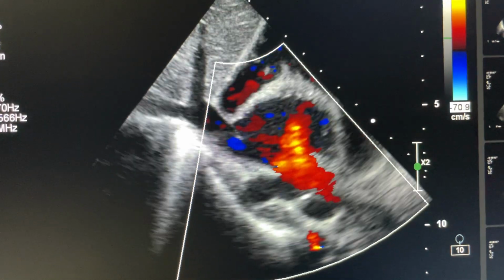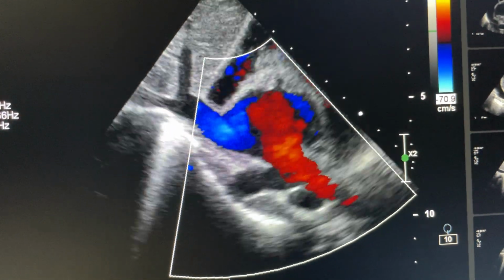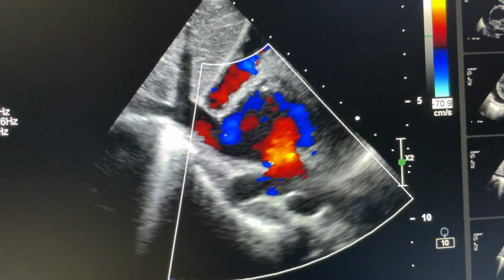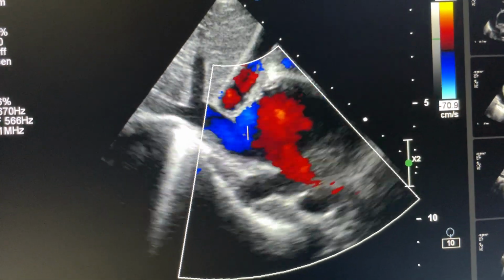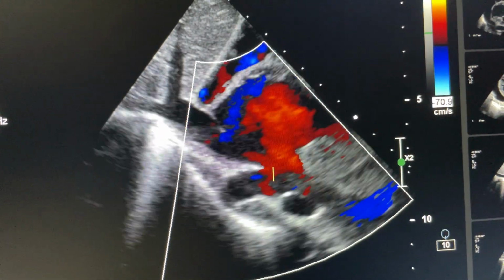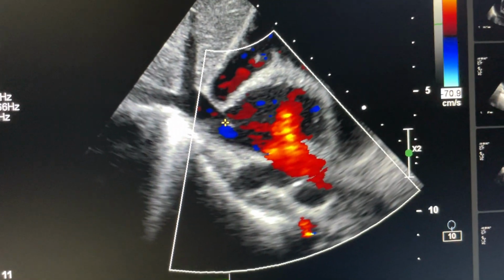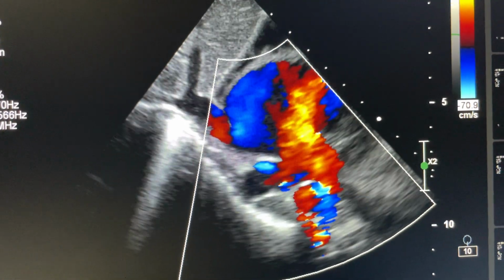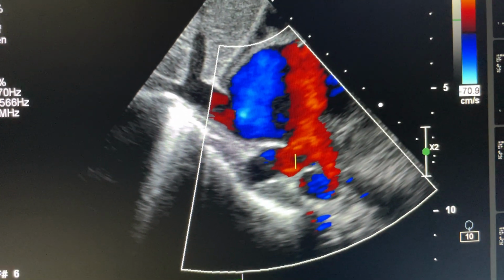Now you see the color flow. You can see more blood flow is going into the right atrium through SVC, and this is the ASD flow. You can see this is the ASD flow. This is the ASD flow.